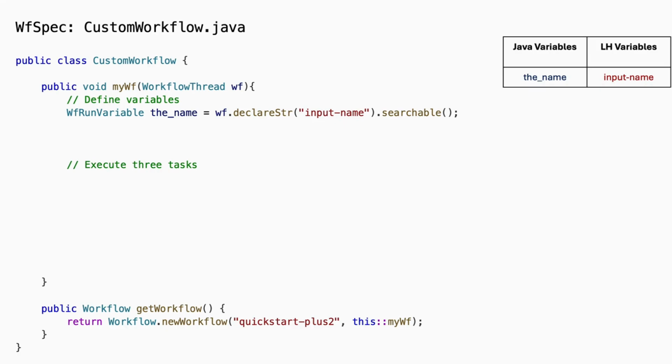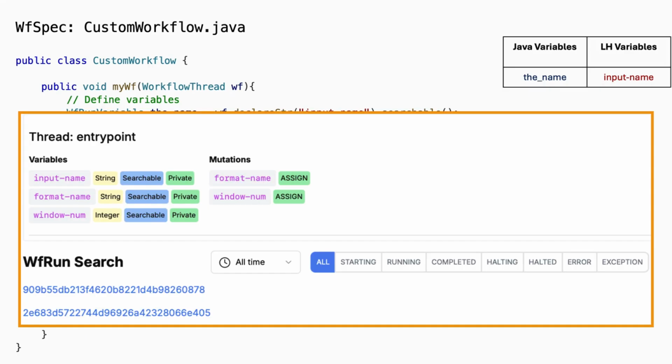So it doesn't get stored in the LittleHorse server, meaning you cannot find name from the LittleHorse server. However, input-name is stored in the LittleHorse engine. So if we go to the dashboard, you will find a variable input-name.